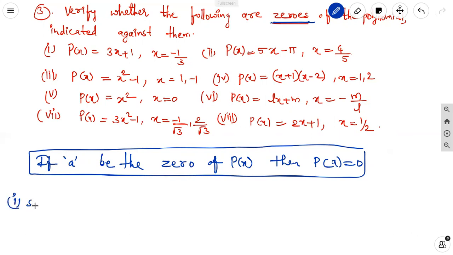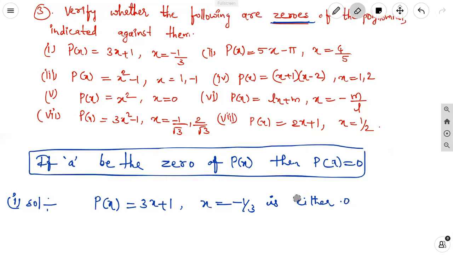First solution, taking the first question, given that P of x equal to 3x plus 1. To check whether x equal to minus 1 by 3 is a zero or not. We can check that one.